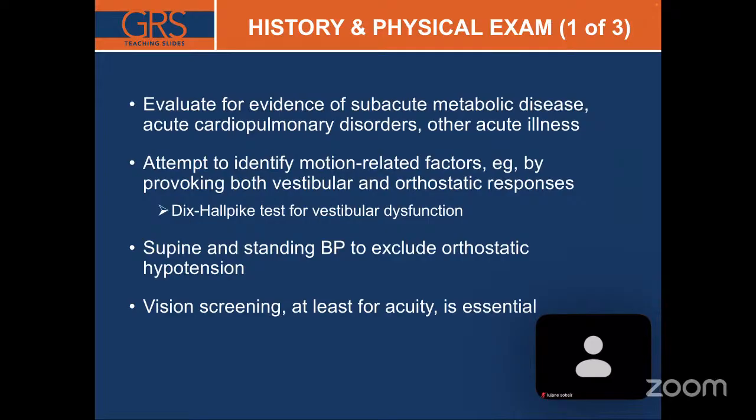For example, doing the Dix-Hallpike test, which can help us check for vestibular dysfunction, and also measuring blood pressure while lying down and standing to rule out orthostatic hypotension as a cause. And finally, vision screening, at least for acuity, is essential, since even minor visual loss can significantly affect the gait and increase the fall risk.